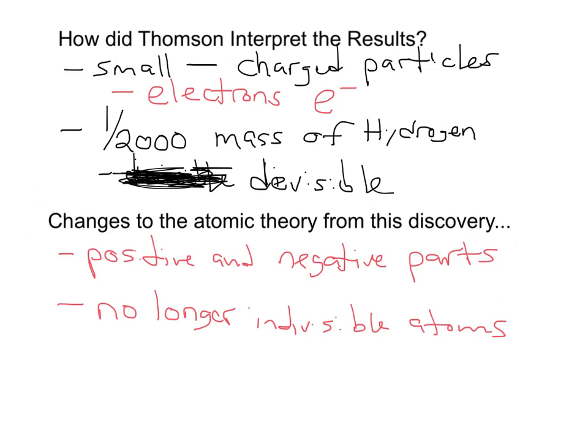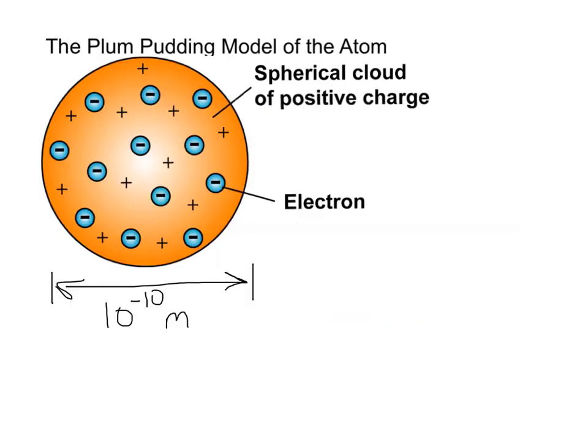Exactly. So let's take a look at how Thomson interpreted it. You're going to want to take a minute, maybe pause the video, and draw the model that we have on the screen. So draw a sphere, draw a circle, and then little negative circles with negative signs in them, and then little positives all around it without little circles around them like they have here.